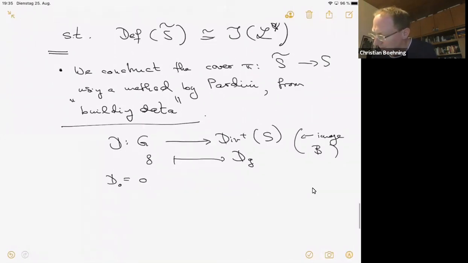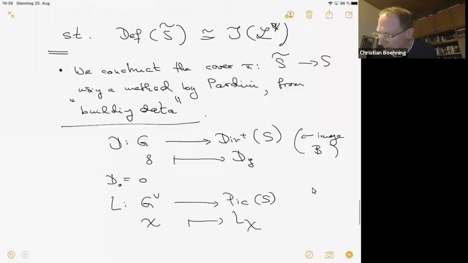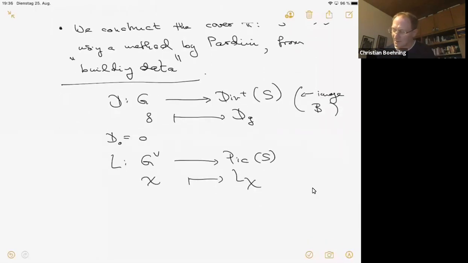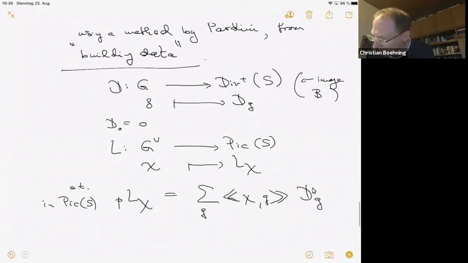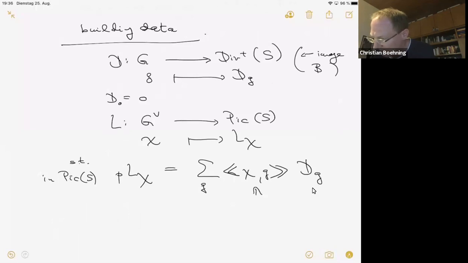And then you ought to have another map from the group of characters of G to the Picard group of S, assigning to some character chi just a line bundle L chi. This ought to satisfy various properties. The most important is a divisibility property: p L chi should be equal in Pic of the surface to the sum over g, where you pair chi with g, times Dg. And this pairing is just the lift of the usual pairing between characters and group elements, such that this number is in the set from 0 to p minus 1.